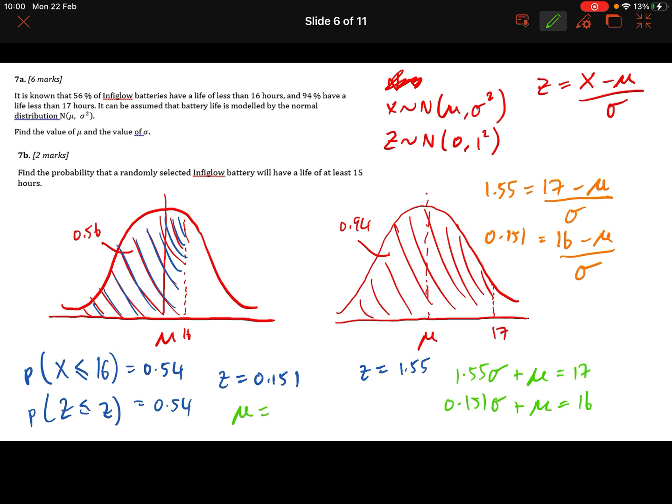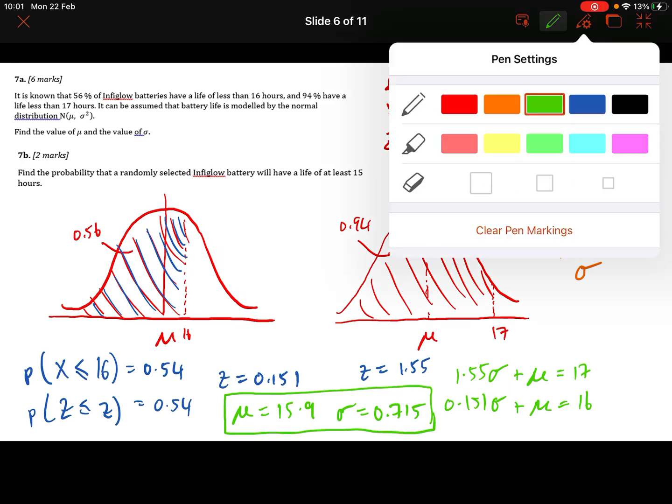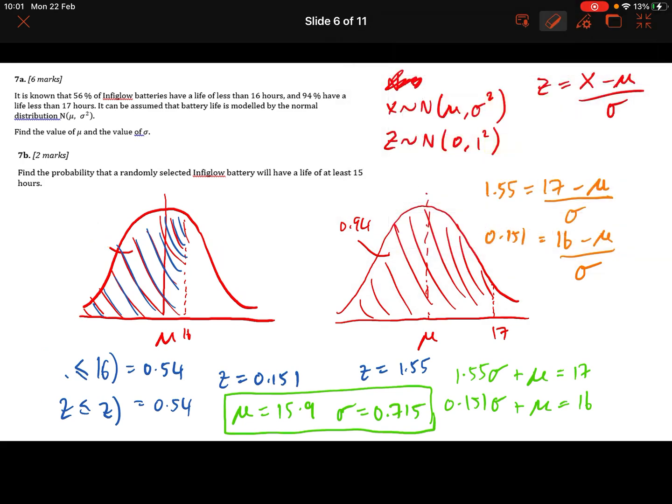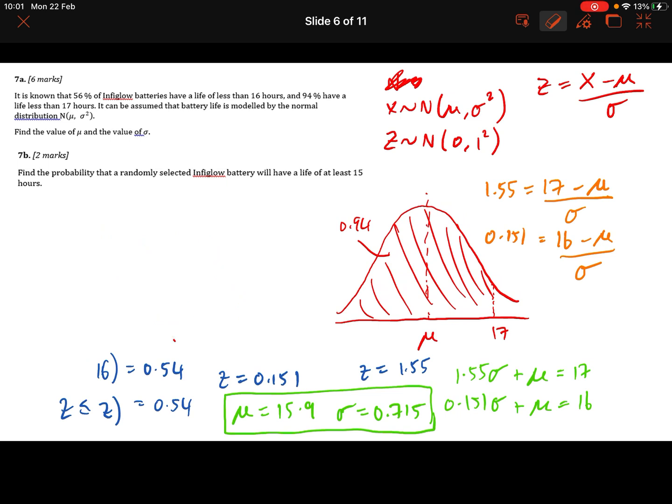It's telling me that the mean is equal to 15.9 to 3 significant figures, and the standard deviation is 0.715 to 3 significant figures. Again, I didn't really have to do too much work because I used the equation solver in my calculator. And then once you've done that, the next question becomes really, really easy.